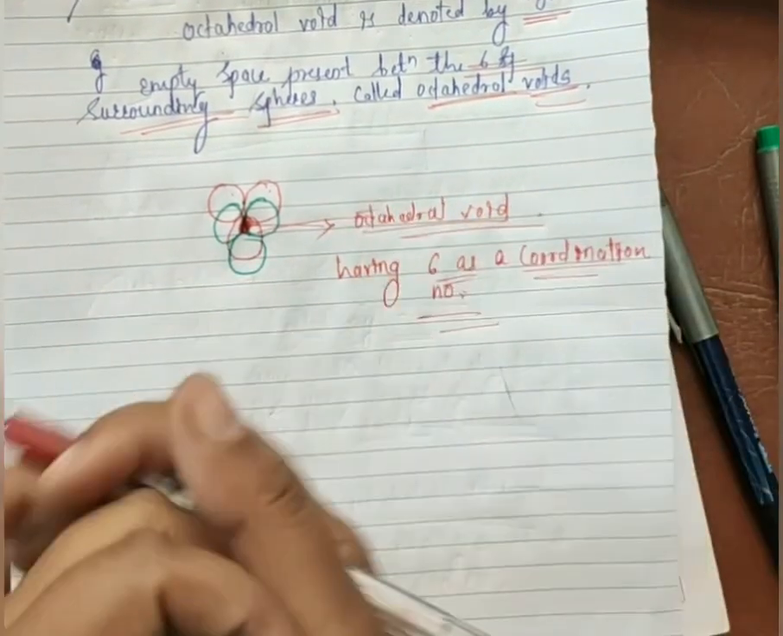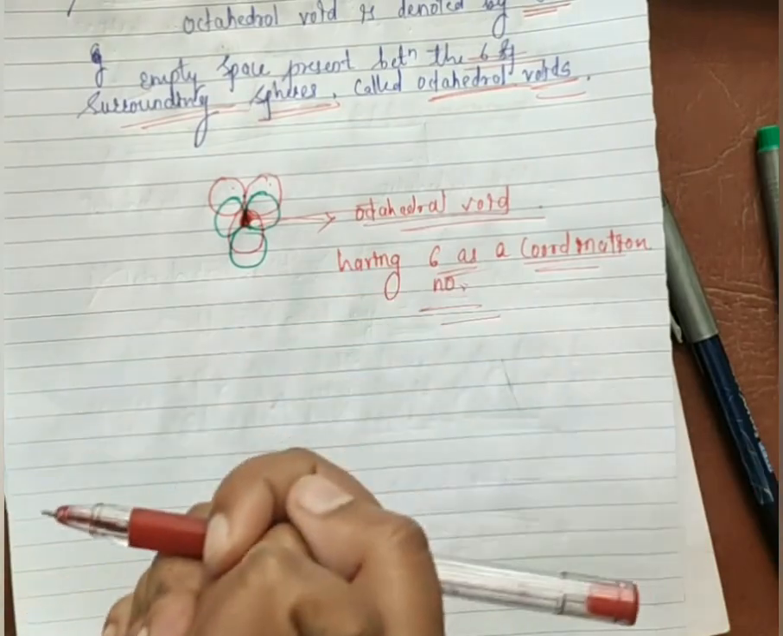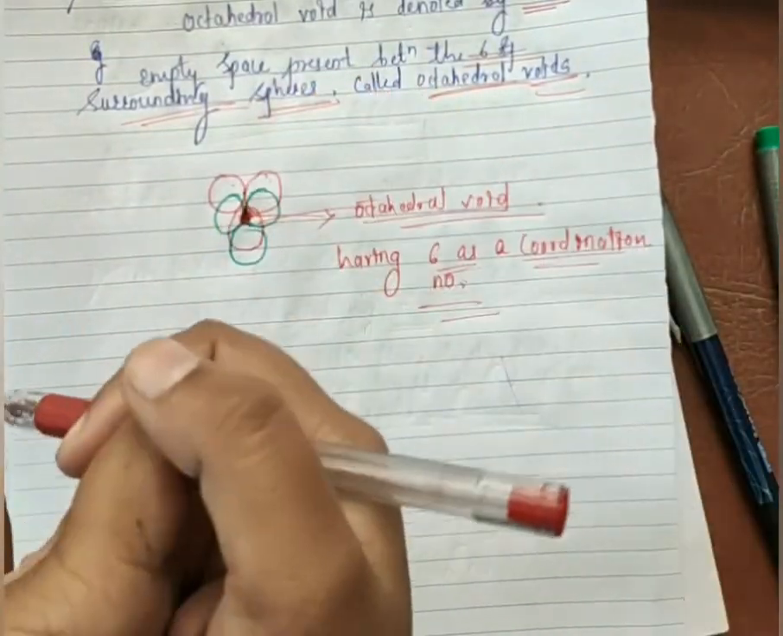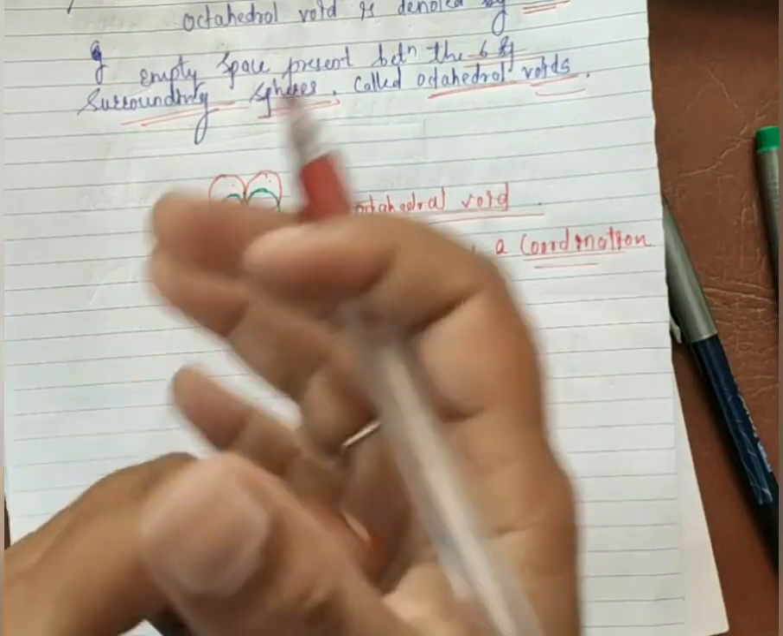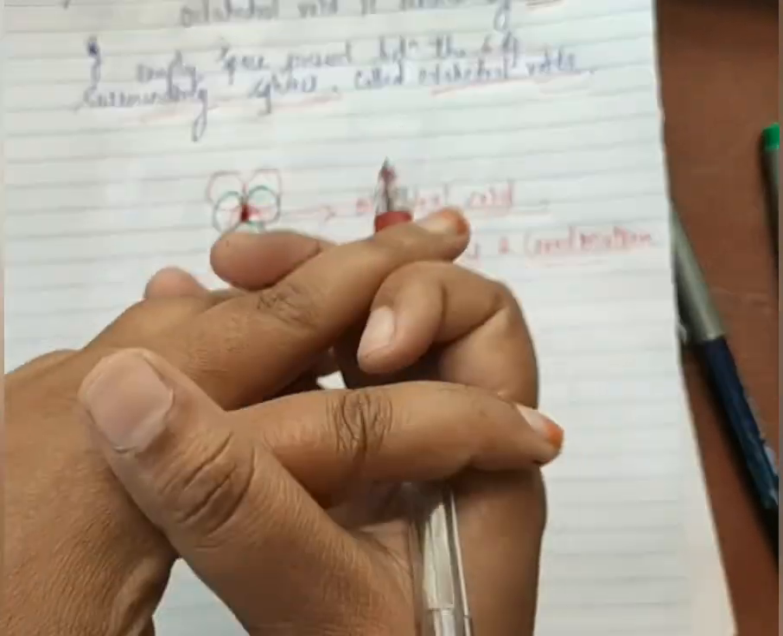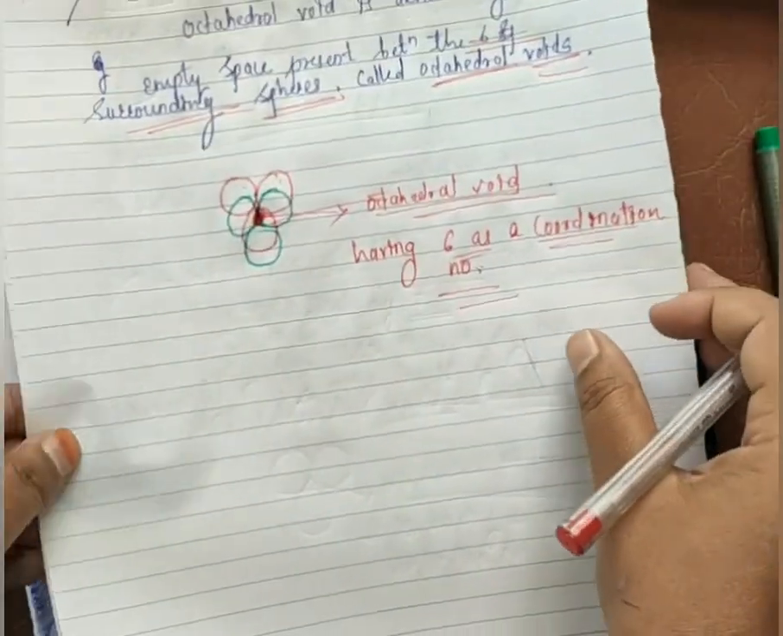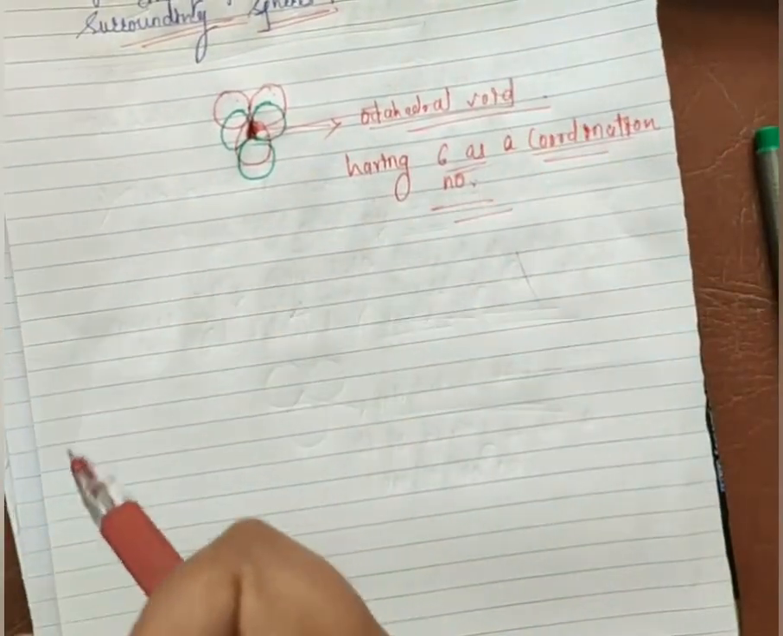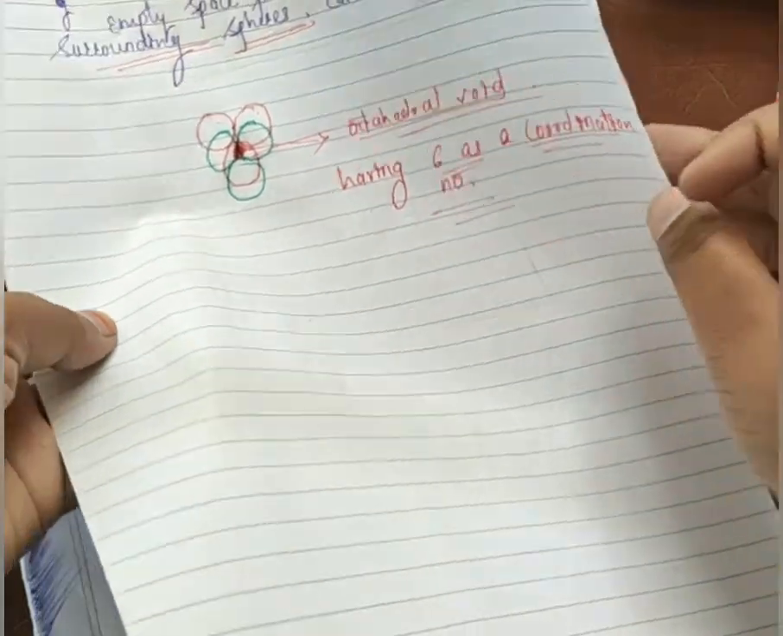So I hope you understand today's class. What I completed in today's class was the arrangement of spheres in 3 dimensions, and after that I completed the voids. In my next class I will start with packing efficiency.